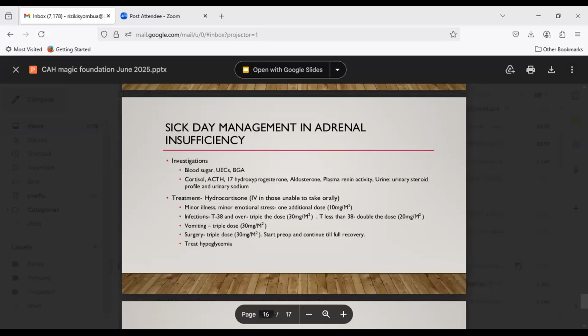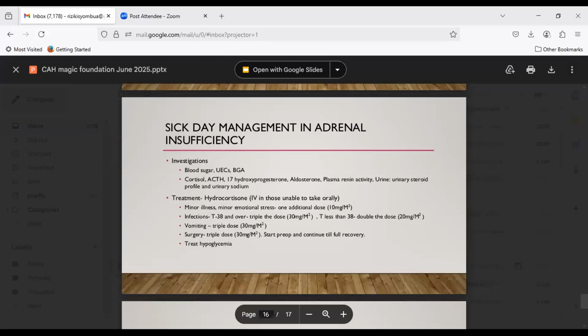So remember, we say 10 to 15 milligrams per meter square body surface area. If you are giving triple, that would be 30. If you're giving double, that would be 20 milligrams per meter square. If they are vomiting, usually you tend to give triple the dose. If they are unable to retain orally, give injectable hydrocortisone.